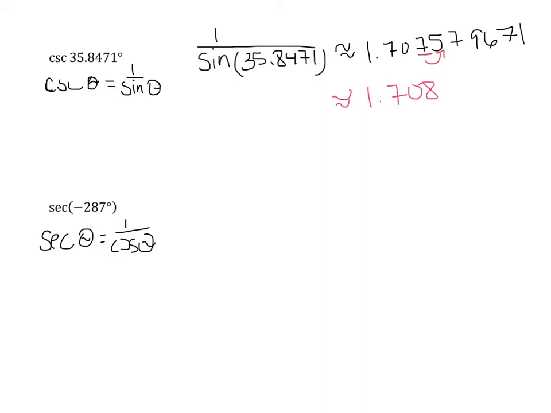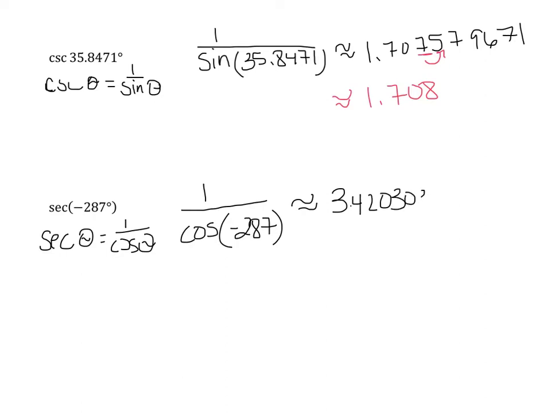For secant, what you will enter into your calculator is 1 divided by the cosine of negative 287. And you'll get that as approximately equal to 3.420303662. Looking at the third decimal place, next to it is a 3, so we will leave that answer as 3.420.